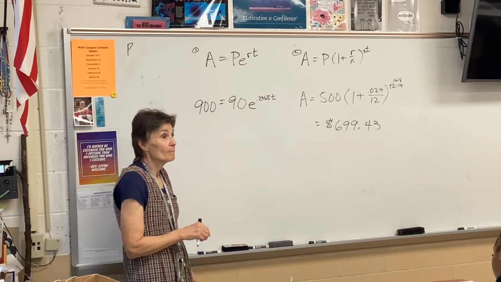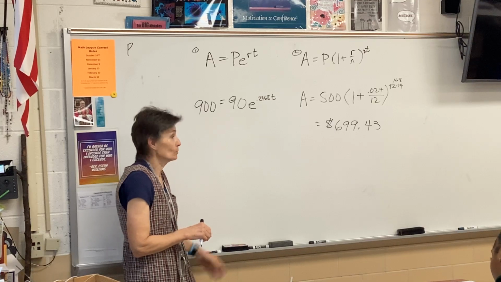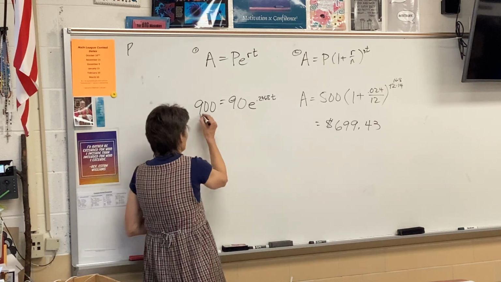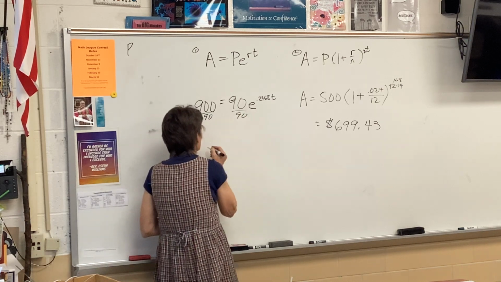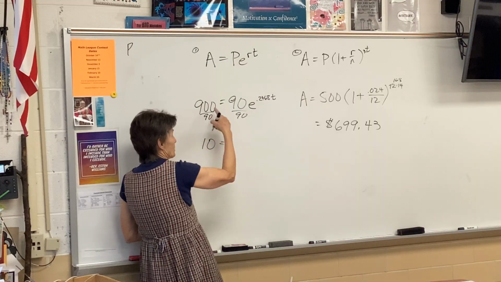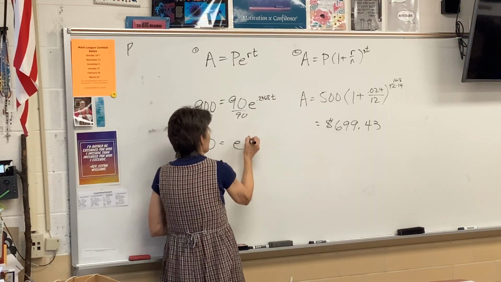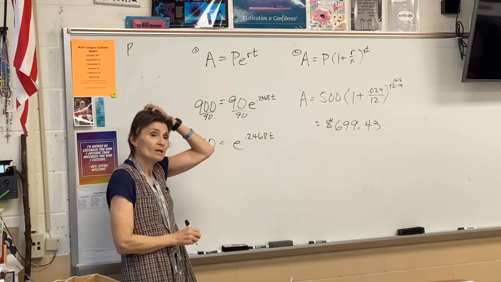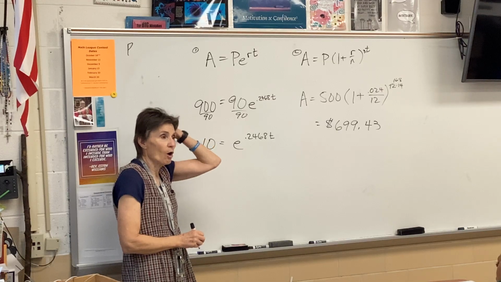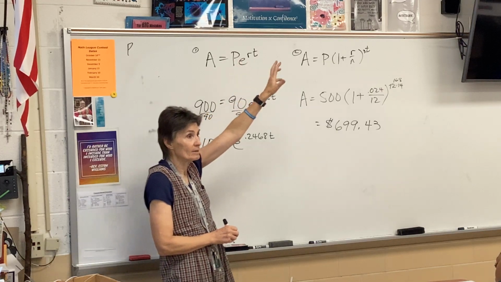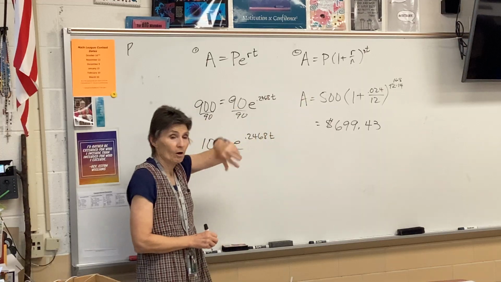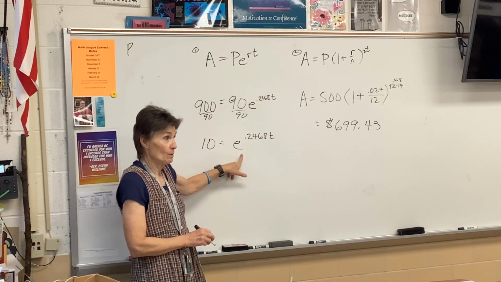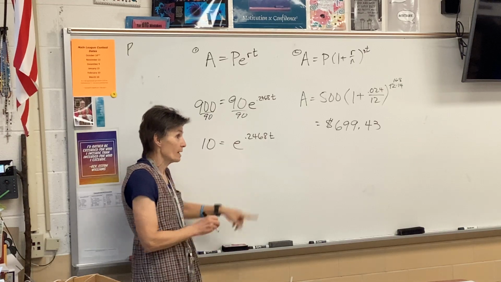What's step one? Divide, absolutely. We've talked about that many, many times. Always, always, always get rid of this extra number, so I'm going to divide both sides by 90. So that gives me 10. That works out nicely. 10 equals e to the 0.2468t. Now, what am I going to need to do to solve for t? Look where it's at. It's out here in the exponent. You're going to need logarithms to solve it. And since there's an e in the problem, I won't use log, I will use ln.